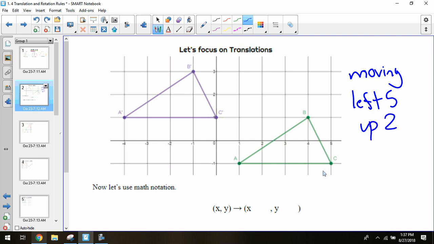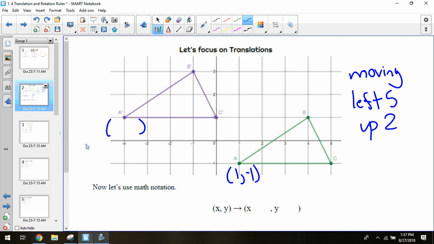So it seems like each point on the triangle was moved to the left by 5 and up by 2. That would be the English way, the words to represent this. Now we need to be able to write a rule in math notation to represent this translation. If we see these coordinates down here, x, y, remember x is horizontal, y is vertical. As we change each of these points, we are changing the x. We're taking the x coordinate, say 1, -1, and sliding it over to this point over here.